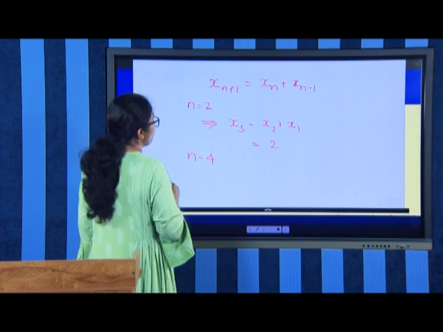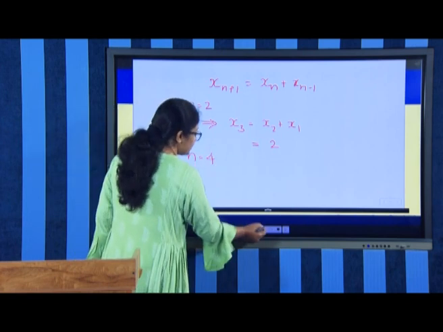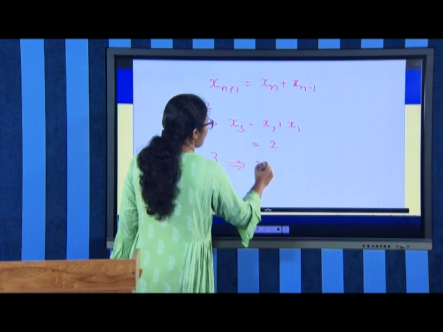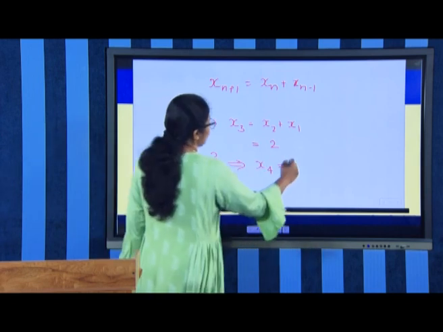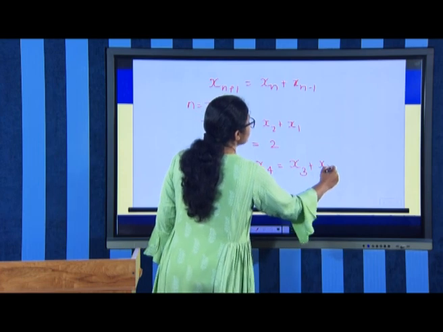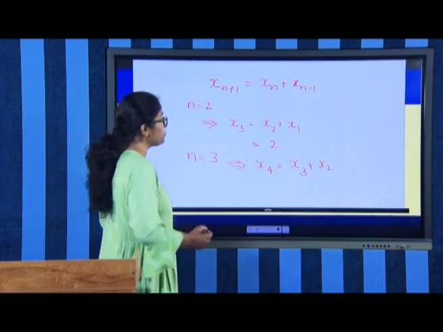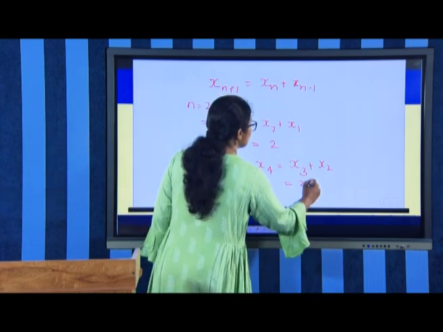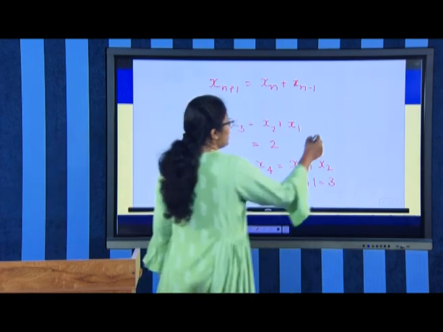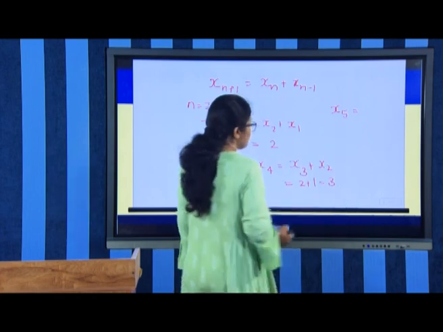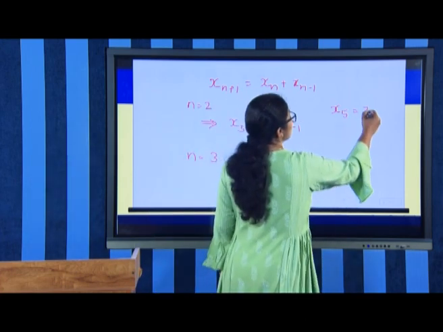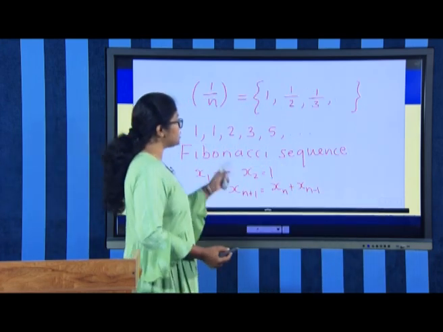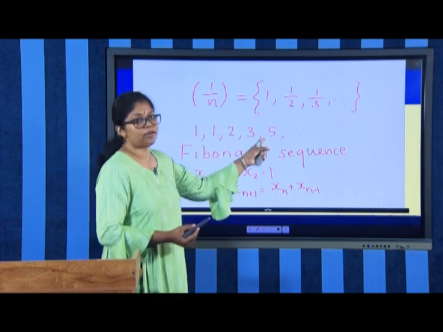Then if you put n equal to 3, what you will get? n equal to 3 gives you x4 is equal to x3 plus x2. Having found out what is x3 and we know x2 was 1, we will be getting this as 2 plus 1, which is equal to 3. Likewise, x5 is equal to x4 plus x3, which gives you 3 plus 2, which is equal to 5, which was exactly what we required in the sequence 1, 1, 2, 3, 5 and so on.